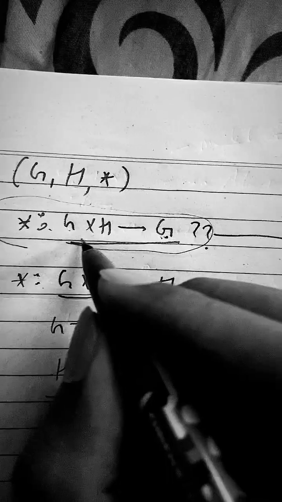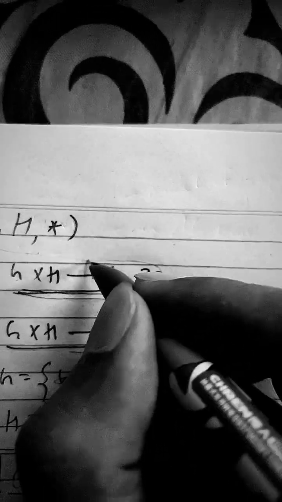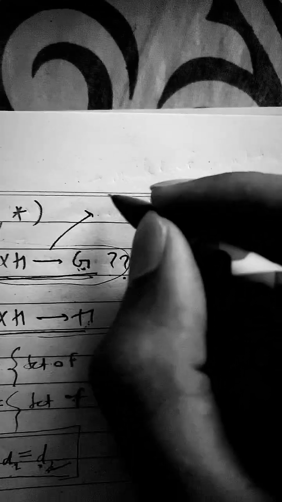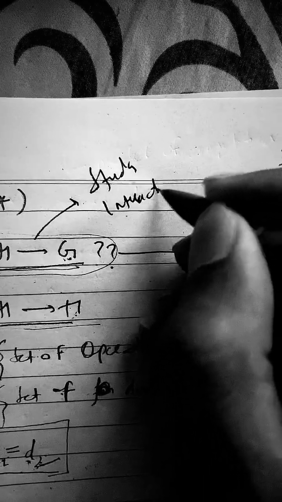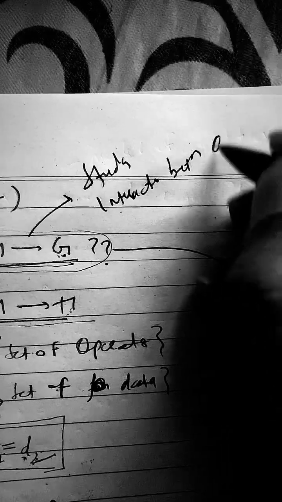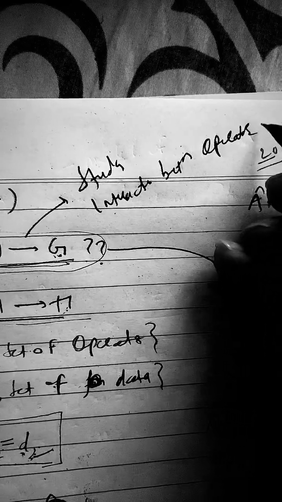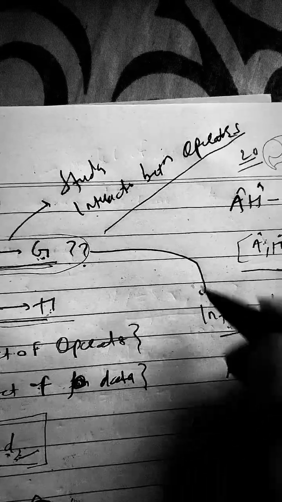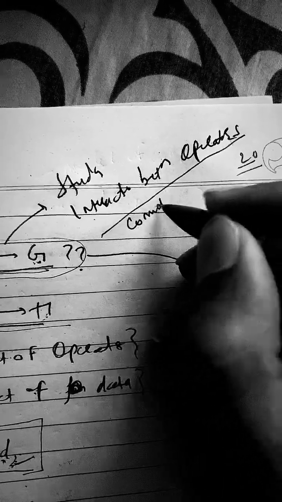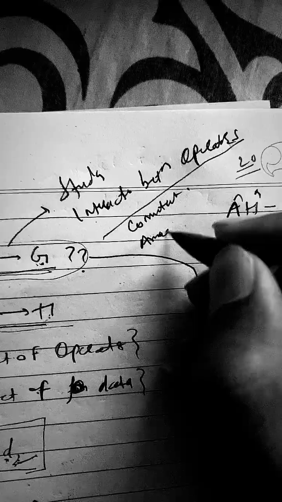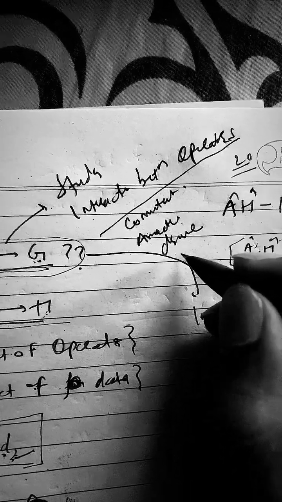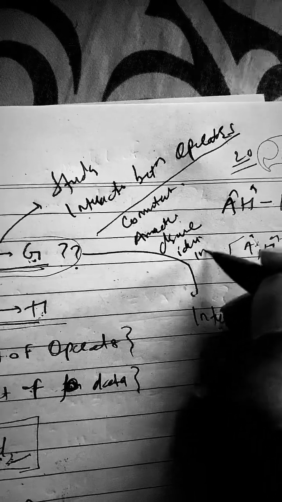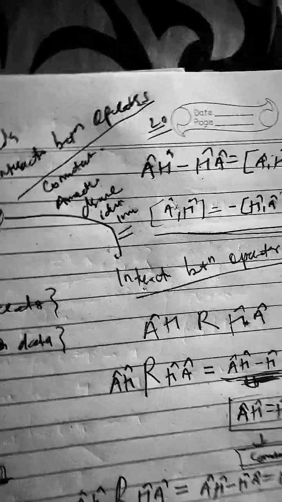So this structure can help us to study interaction between operators. Is it commutative? Is it associative? Does it have closure? Right? Does it have identity? Does it have inverse? And so on. Right? Now let's see an example.